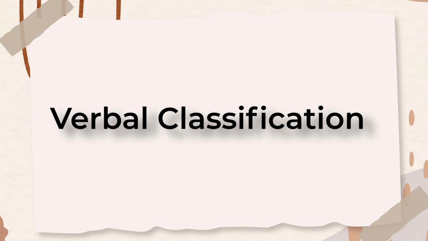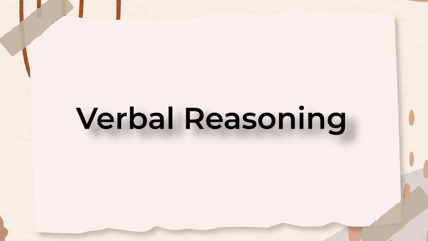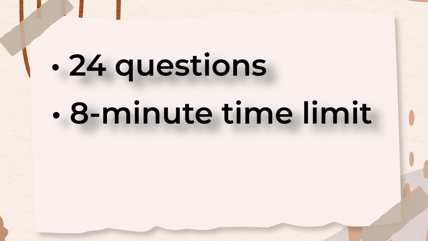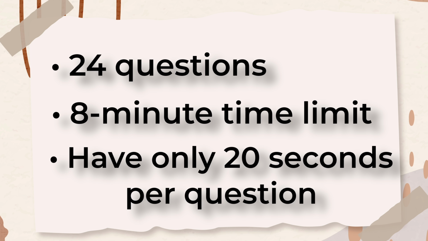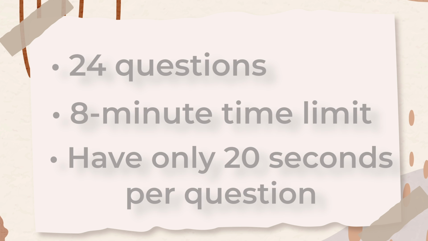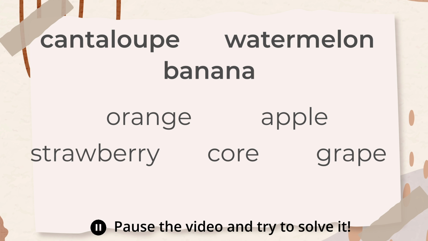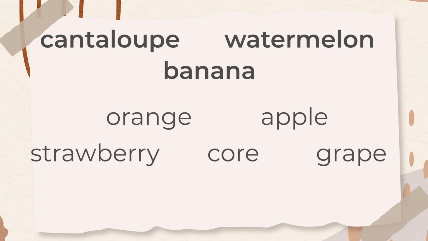Let's continue with the next section of the test, which is called Verbal Classification and is part of the Verbal Reasoning Battery. There are 24 such questions on the test with an 8-minute time limit, which means you have only 20 seconds per question. Each verbal classification question provides 3 words that are alike in some way. Decide how they are alike, and choose the word that belongs in the same group as the first 3 words.